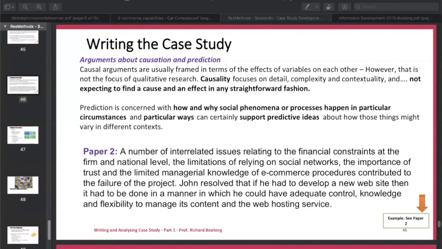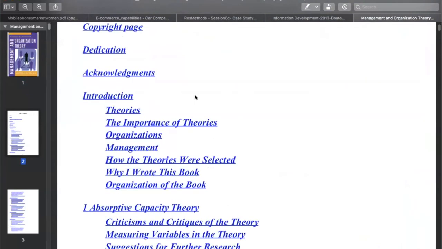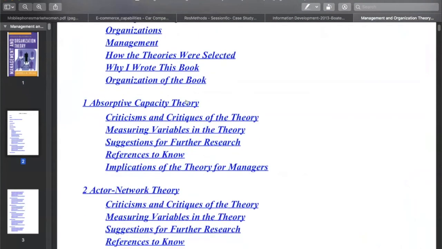Okay. So I've attached Jeffrey Miles' book here. Let me see if I can open it too. So this is Jeffrey Miles' book. Look at the theory. Please, can you see it? Yes. Okay, yes. Can you see this one? Absorptive capacity theory. Criticism, measuring variables, suggesting for further research.